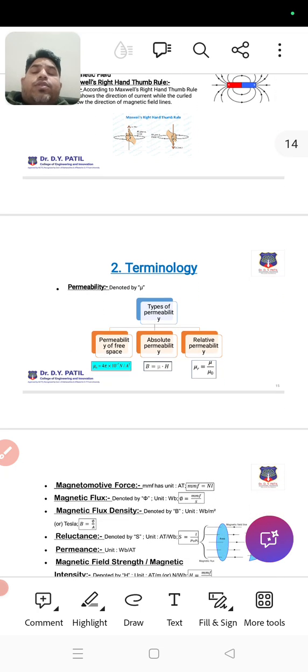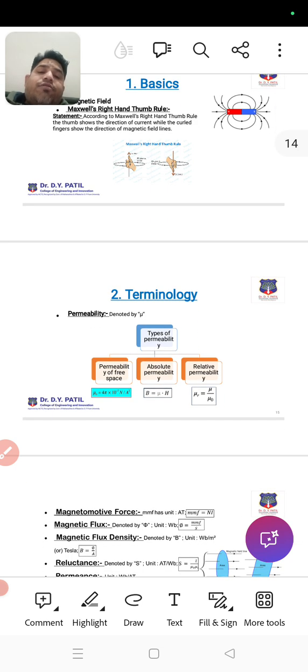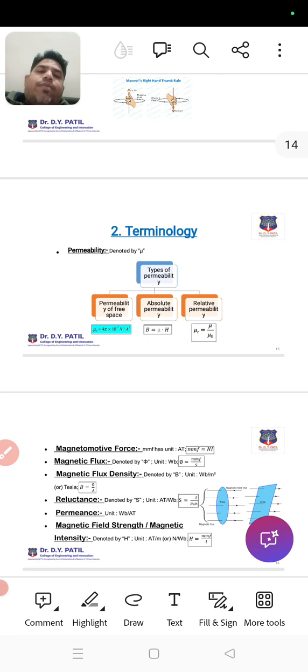The right hand rule states that when three fingers are stretched in such a way that the thumb indicates the force, the index finger indicates the field, and the middle finger indicates the current. It is also present in our syllabus.